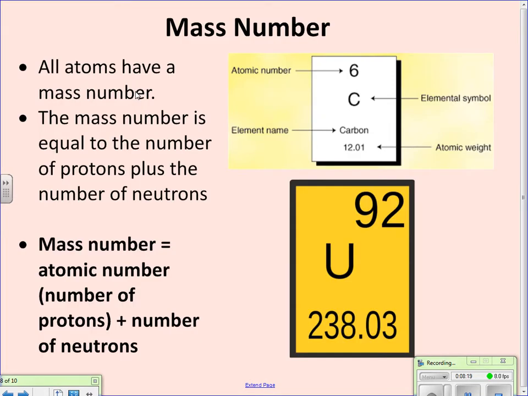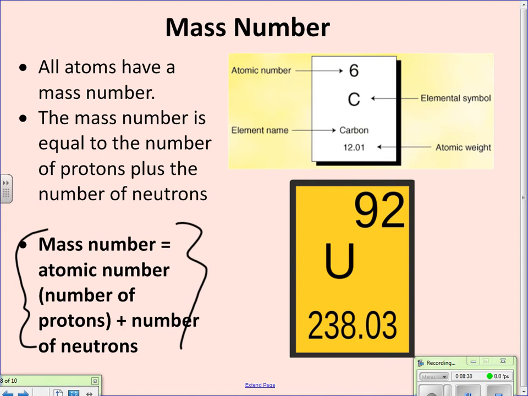So all atoms have a mass number. And the mass number is equal to the protons plus the neutrons. And this is a very handy formula that we can use to calculate the mass number. We can also do something else with this. We can calculate the number of neutrons.